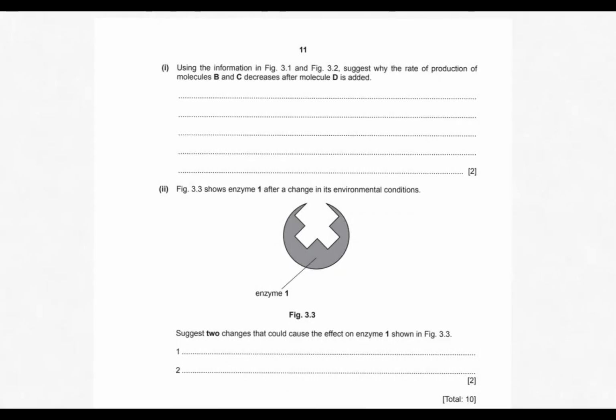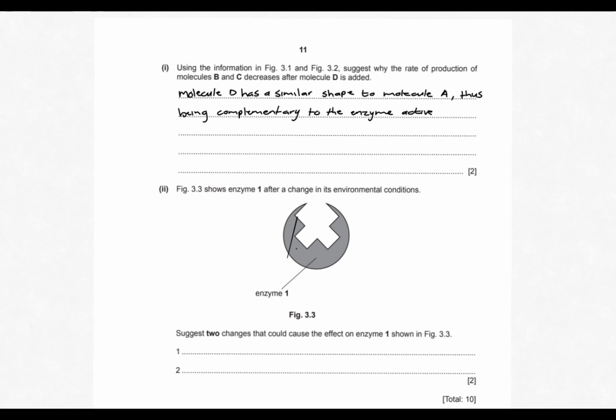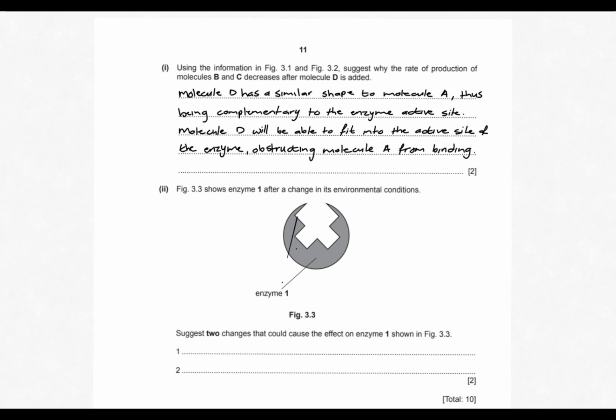So to answer the question, to suggest why the rate of production of molecule B and C decreases after molecule D is added, we can say that molecule D has a similar shape to molecule A, thus being complementary to the enzyme active site. Molecule D will be able to fit into the active site of the enzyme, obstructing molecule A from binding. If molecule A cannot bind, then molecule B and C will not be produced, as molecule A will not be broken down.